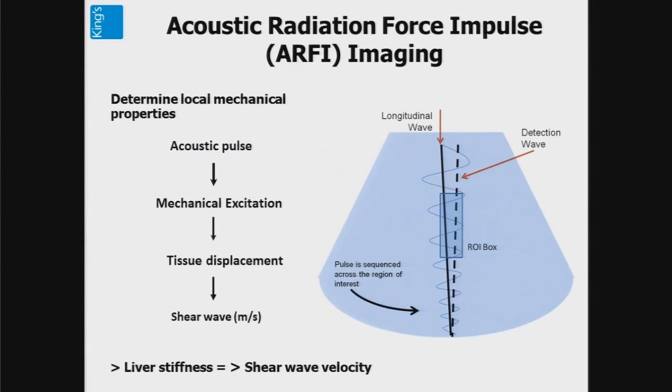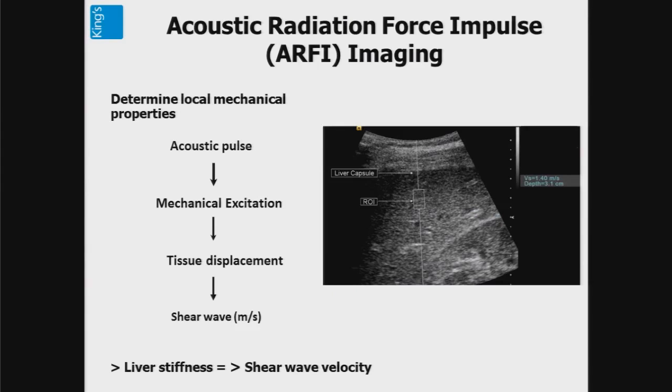This is called ARFI, acoustic radiation force impulse imaging, and basically what you're doing is you're sending out a longitudinal wave which goes out in a horizontal fashion, causes tissue displacement, and you're measuring the speed of the returning velocity in that box. So the sample box is a smaller sample box, and the degree of shear wave velocity is comparable to the amount of liver stiffness. Basically, the faster that shear wave, the stiffer your liver. The stiffer your liver, the more fibrotic or cirrhotic it is. It's basic, simple principles. And this is what it looks like on the machine.